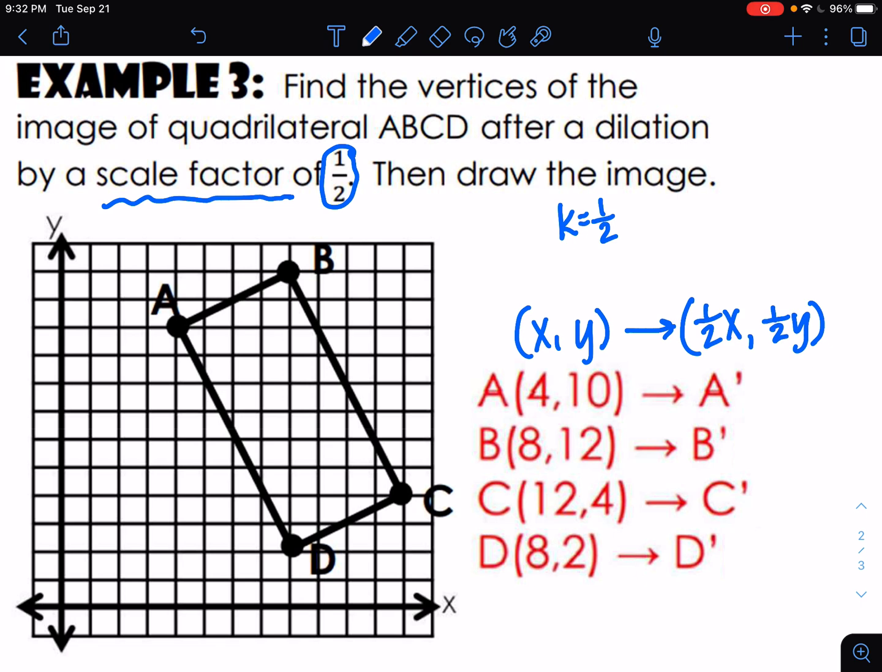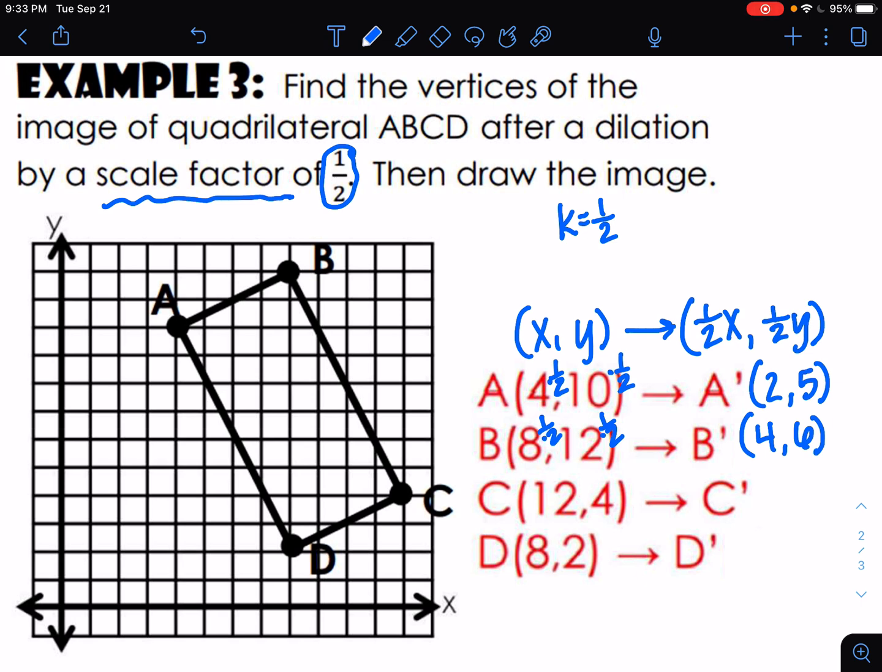The way I say this in my head is half of 4 and half of 10. Half of 4 is 2. Half of 10 is 5. So my A prime is 2, 5. Do the same thing for B. Multiply them both by half. Half of 8 is 4. Half of 12 is 6. So you can see that this is being reduced, and it's going to be half the size in the end.